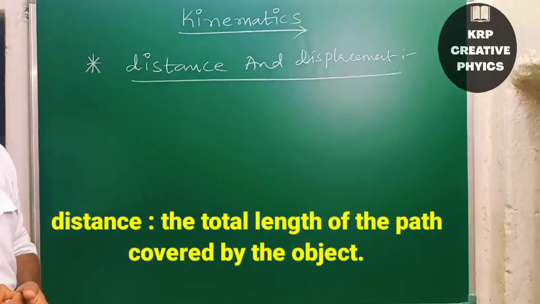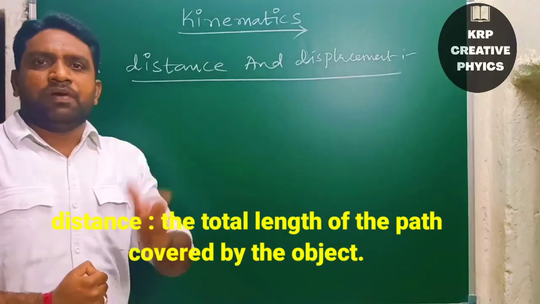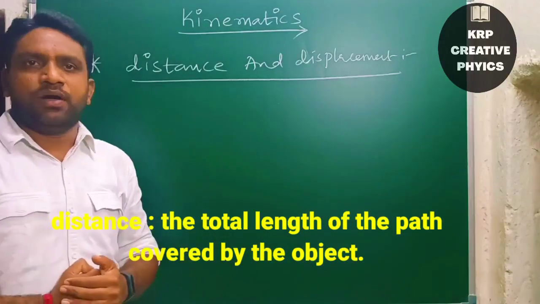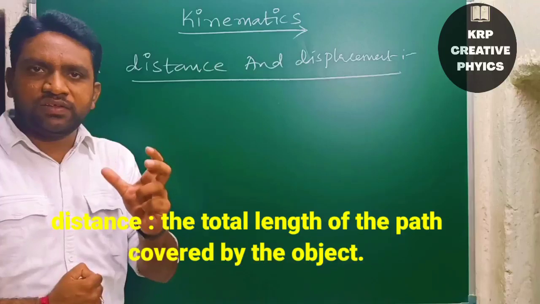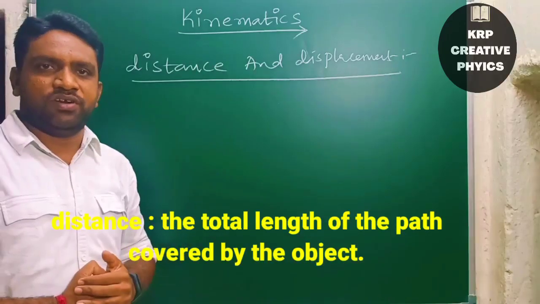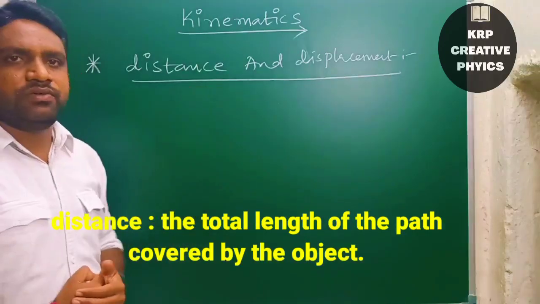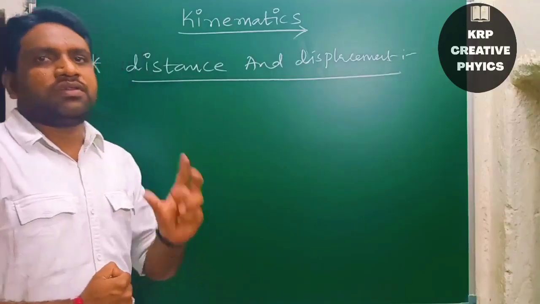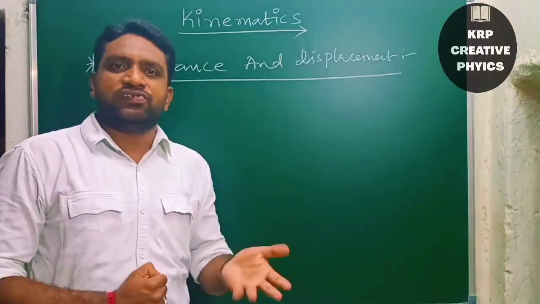What is meant by distance? The total length of the path covered by the object. The total length of the path traveled by the object is said to be distance. The total length of the path covered by the object is known as distance.